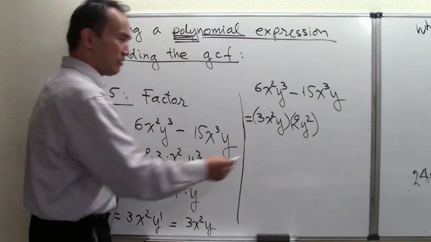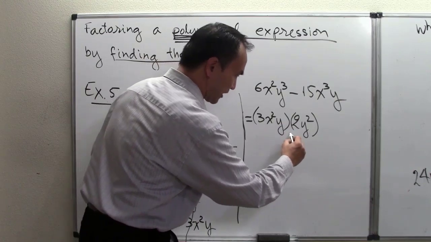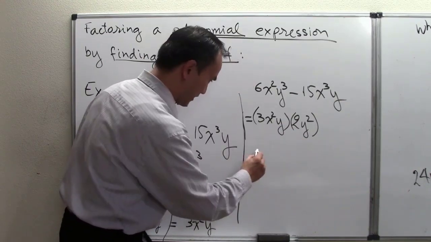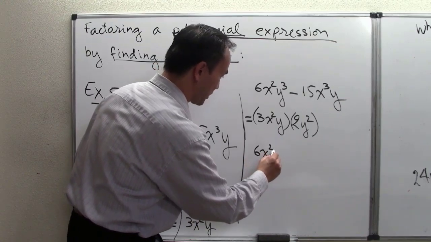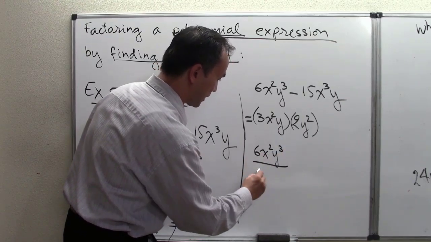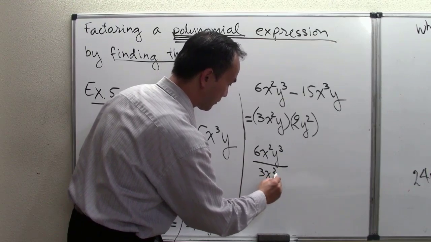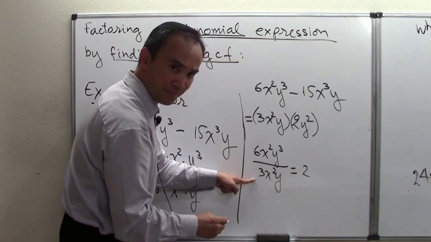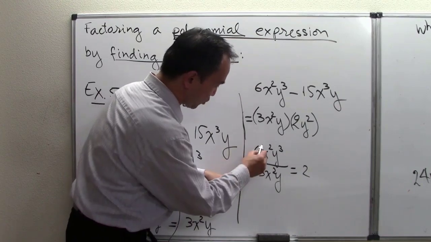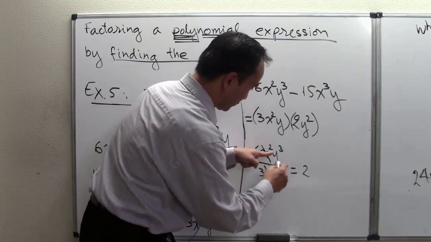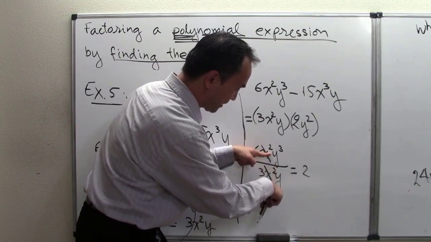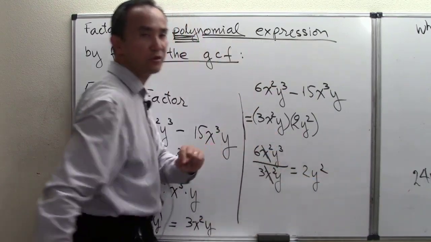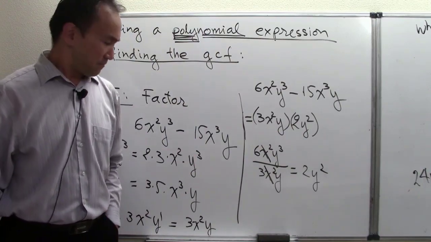Okay, in case you're not following along of how I can get that so quickly, again, I brought in this technique right here. Think about the whole 6x squared y cubed divided by 3x squared y, the GCF that we have found previously. And so 6 cancel with 3 gives me a 2. Okay, and then x squared cancel with x squared. So there's no x left. Y cubed cancel by y gives me a y squared. That's how I ended up with that remaining product.